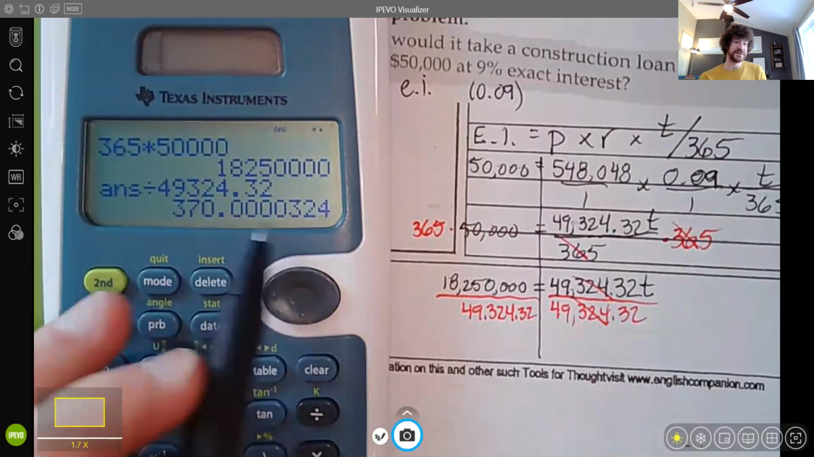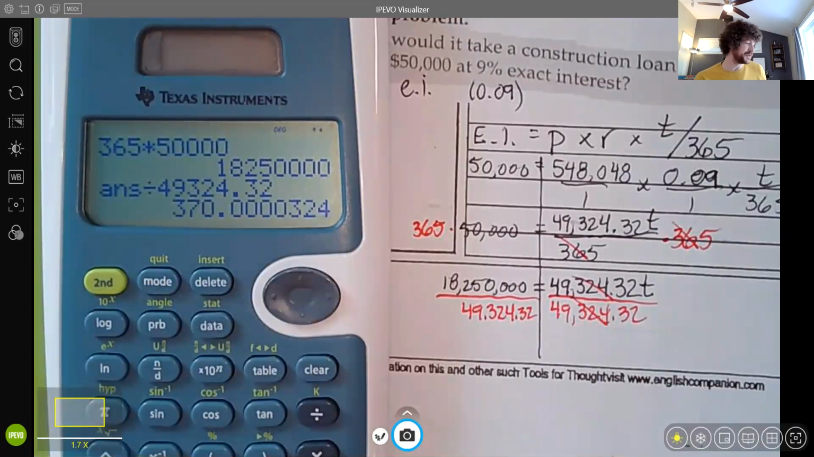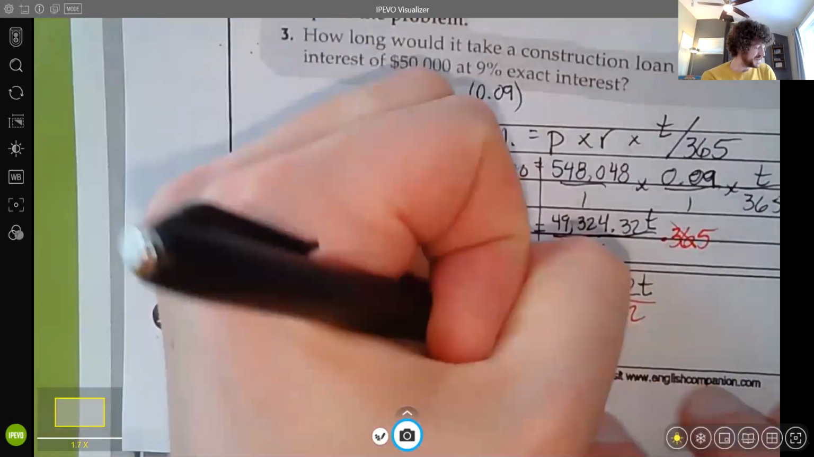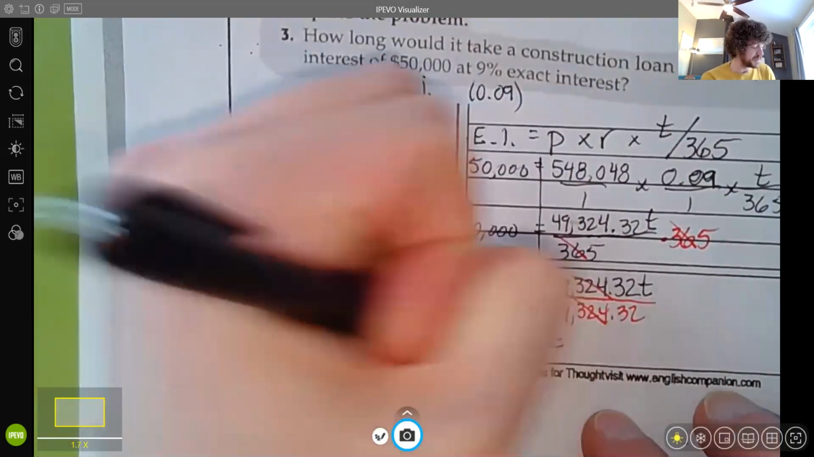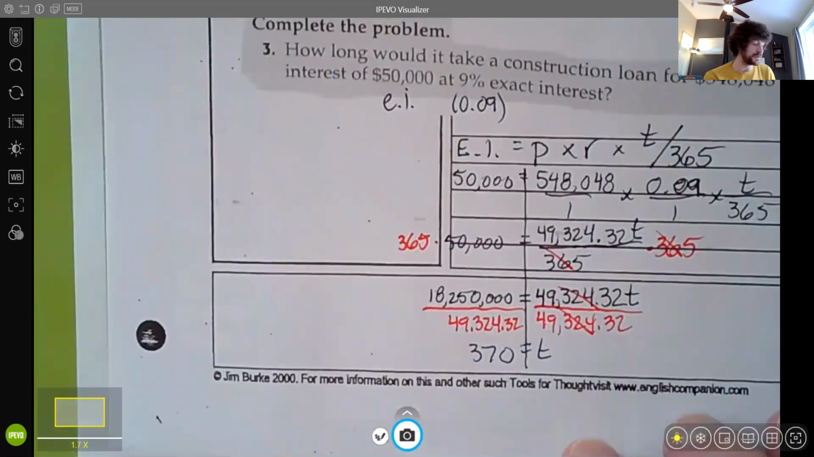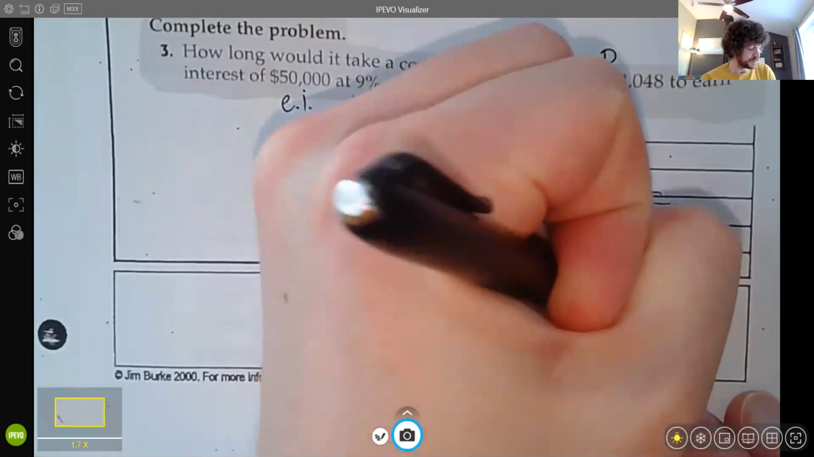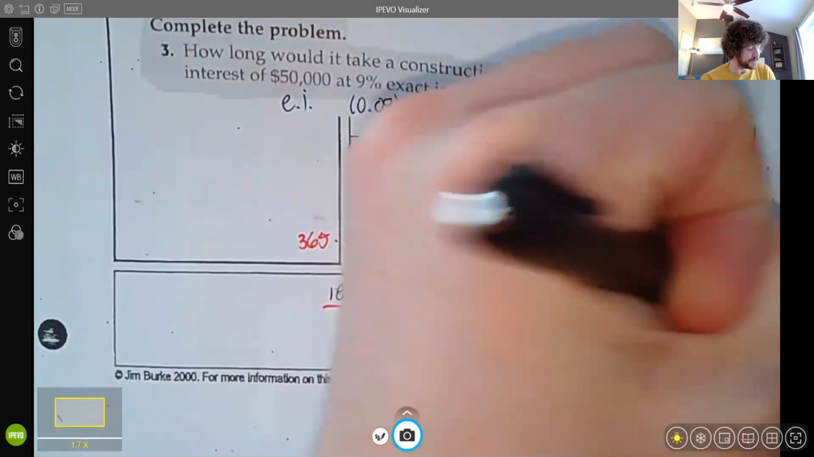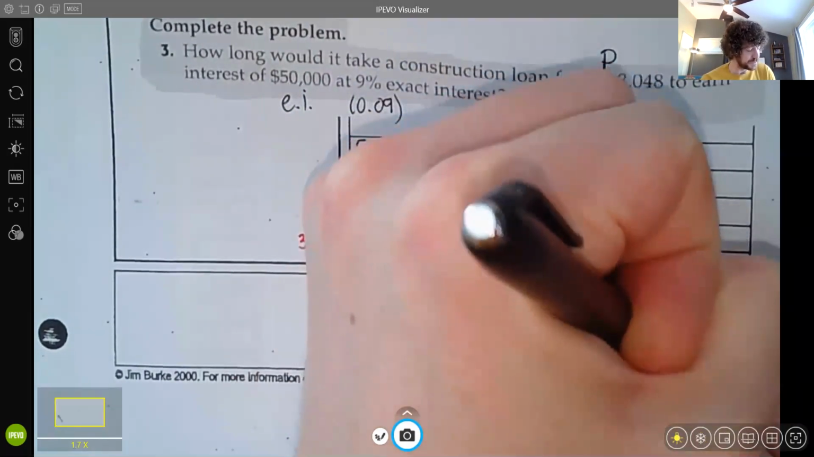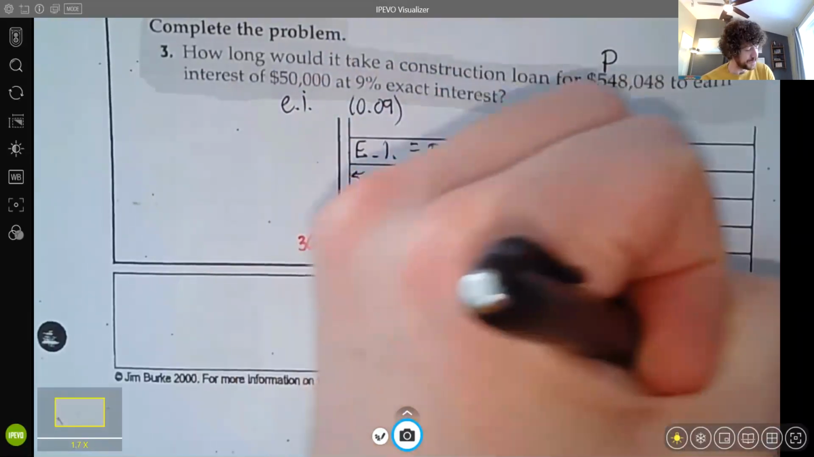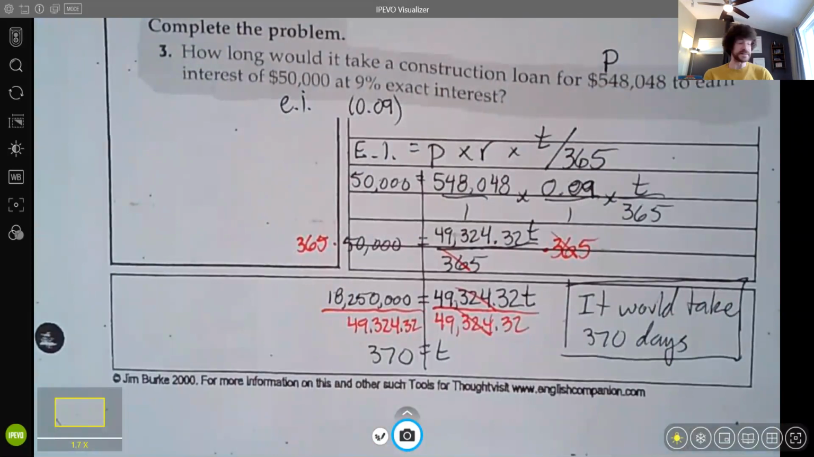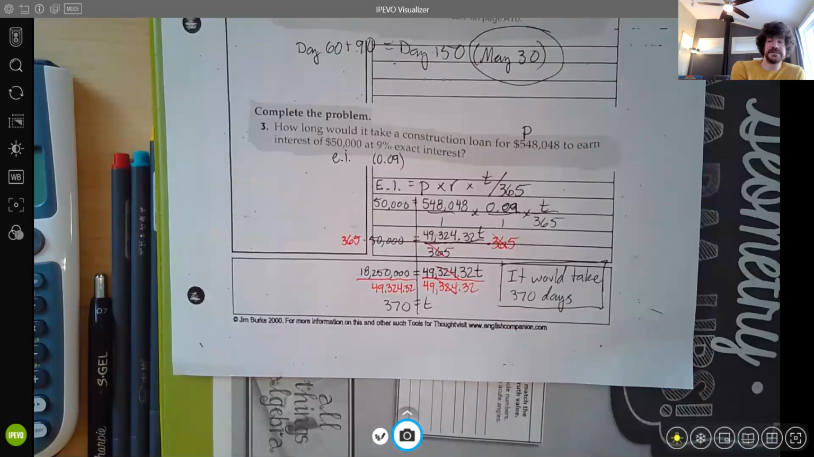I mean, the zeros here, they continue on for so long that 324 is essentially irrelevant. So we're looking at t equals 370. So how long would it take? It would take 370 days. So essentially 1 year and 5 days to earn $50,000 in interest, which is, I mean, that's a lot. That's a lot of money, a lot of interest to earn. So that is your lesson for the day.